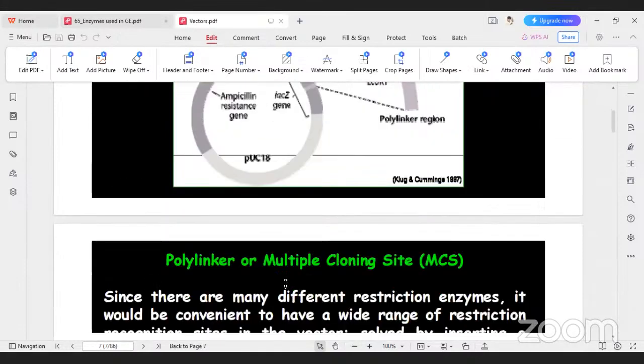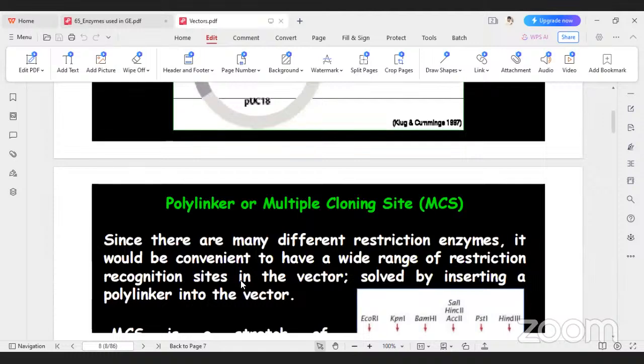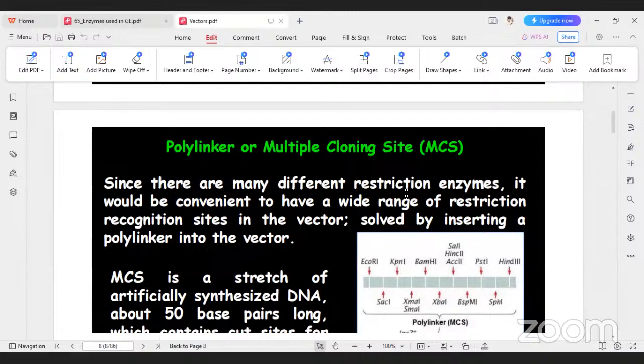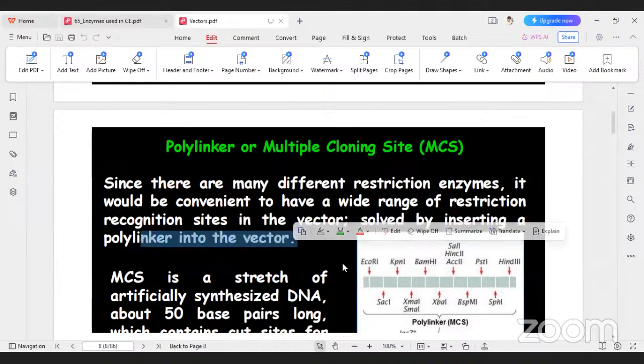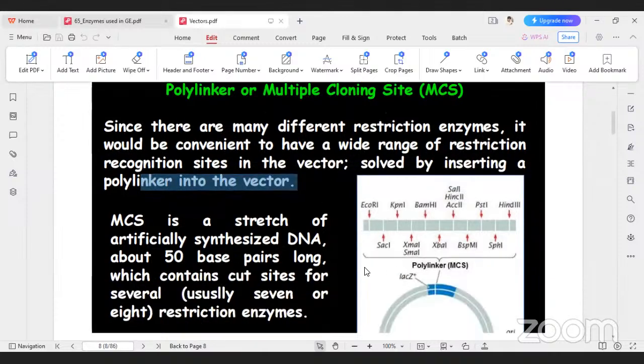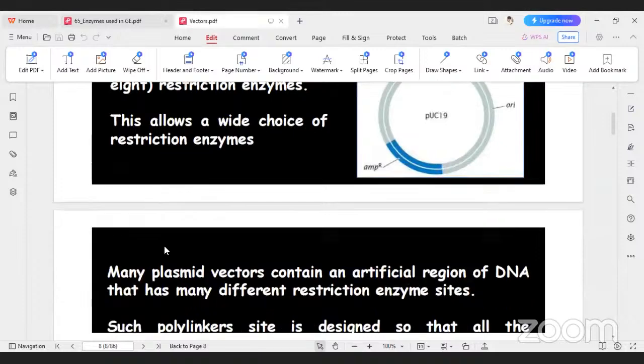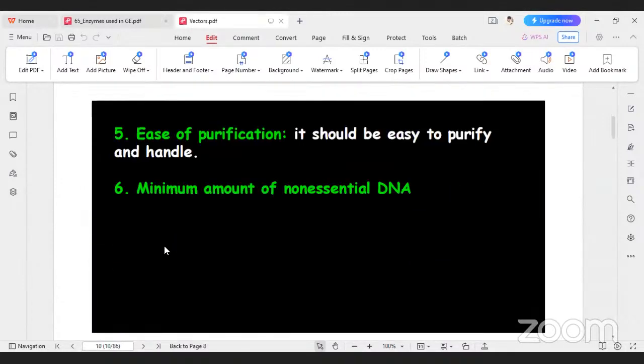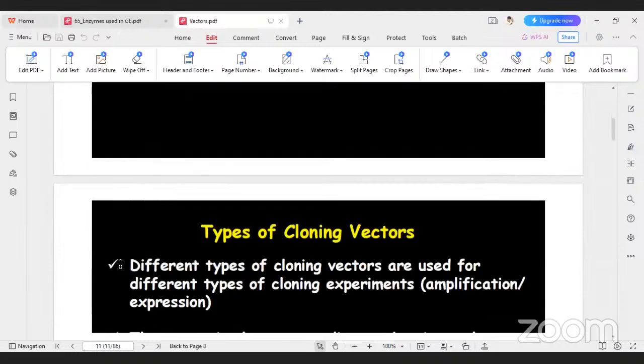The cluster is like a polylinker, with multiple sites. Since there are many different restriction enzymes, it would be convenient to have a wide range of restriction recognition sites in the vector. This is achieved by inserting a polylinker into the vector. In E. coli vectors, this is utilized by the polylinker sequence. And the vector should allow easy purification and have a minimal amount of non-essential DNA.